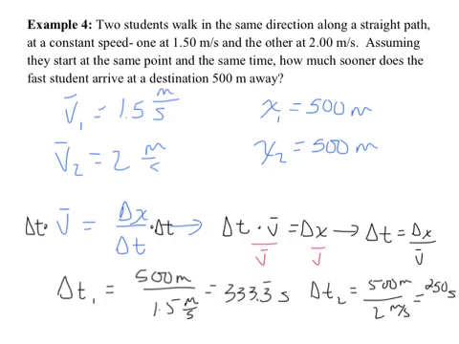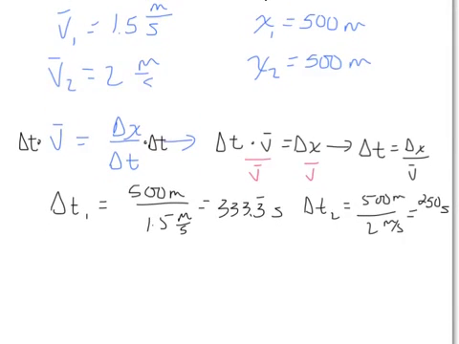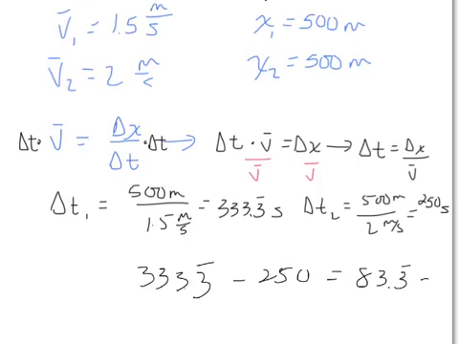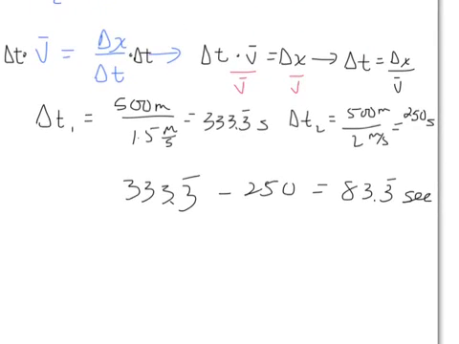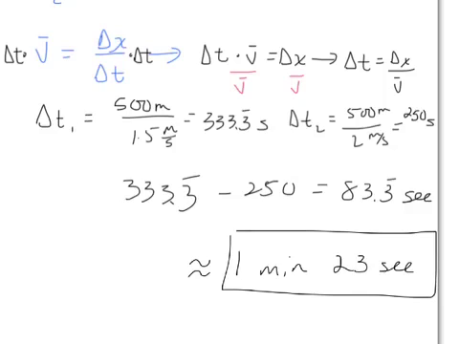So if we wanted to figure out how much sooner the faster student arrives, we take a look at our time periods. 333.3 repeating minus 250, giving us approximately 83 1/3 seconds. Actually, exactly 83 1/3 seconds, I should say. Which, in terms of minutes, is approximately 1 minute and 23 seconds. Again, 23.3 repeating. Practice problems pertaining to this topic are seen here.